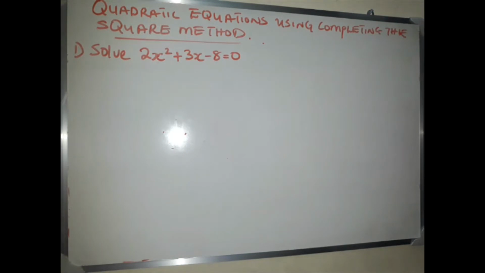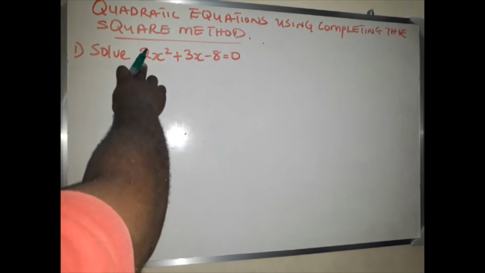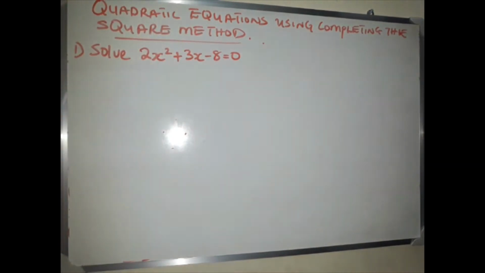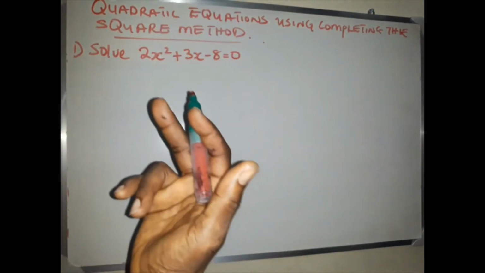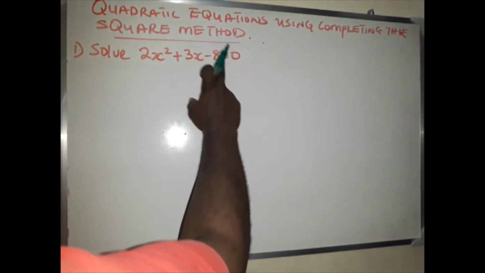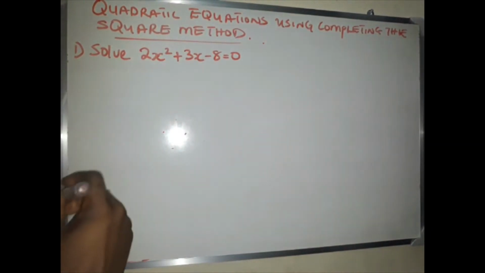Now, the first thing you do in this equation is to ensure that the coefficient of the highest power, which is x squared, is equal to 1. And you can see here that the coefficient of x squared is not equal to 1. It's actually 2. So you have to ensure that it is equal to 1. How do you do that? By dividing all through by 2. You divide the entire equation by 2 so that the coefficient of x squared will be equal to 1.